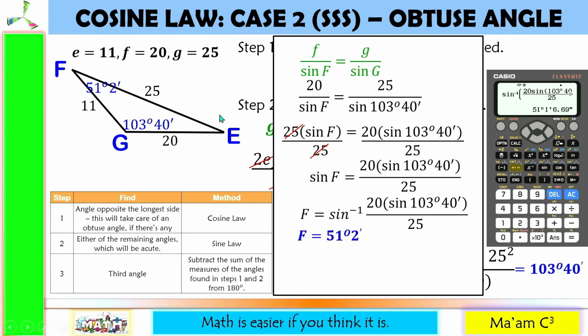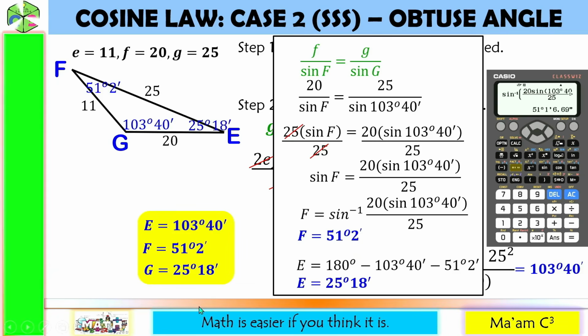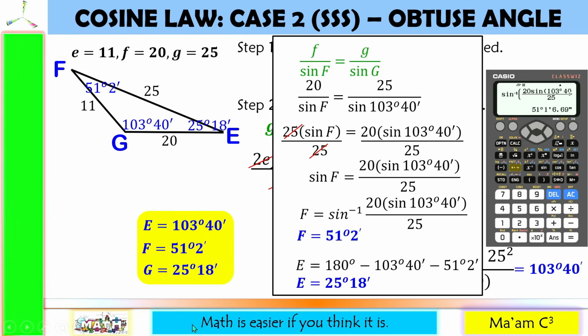The only missing angle is angle E, and we can solve for it by subtracting these two angles from 180 degrees. And this will give us 25 degrees, 18 minutes. Let me write it here. And now, for the summary, here are all the angles that we solved. Sum it up, and it will be equal to 180 degrees.